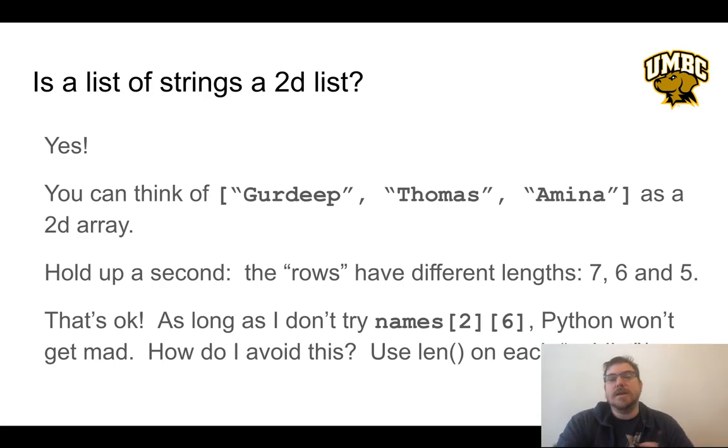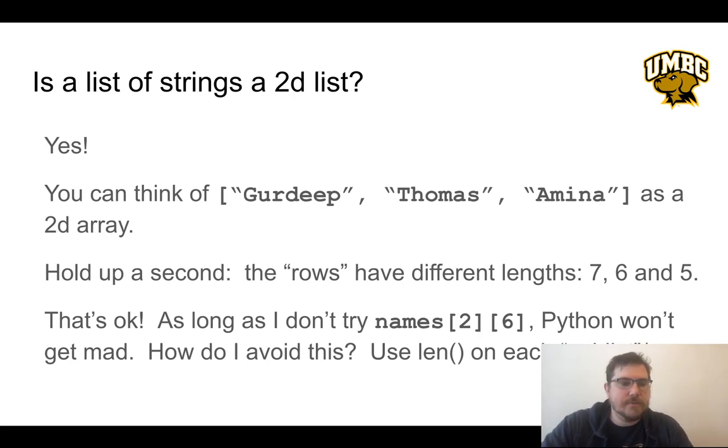Yeah, so it's okay if I have rows of different length. I just have to be careful then, right? Because when I loop through each row, I have to be careful that I don't try to access an element that doesn't exist. So if I did names[2][6], I'd be looking for the 7th element of the word Amina, which is 2 past where that string ends. So we would get an error. But yeah, you can use a list of strings as a 2D list.